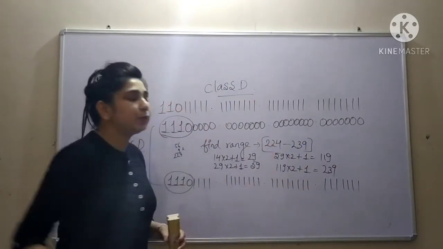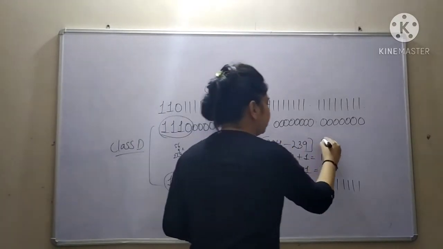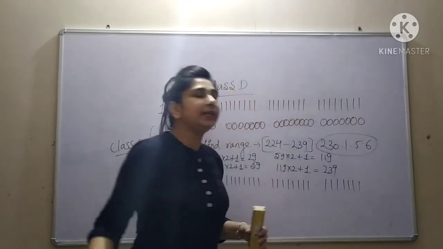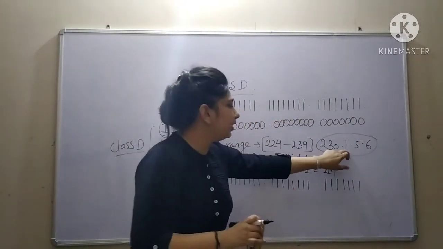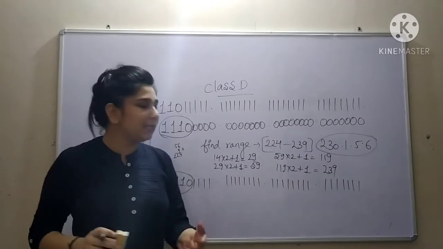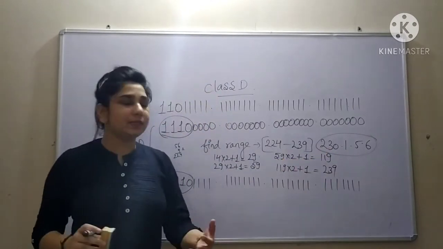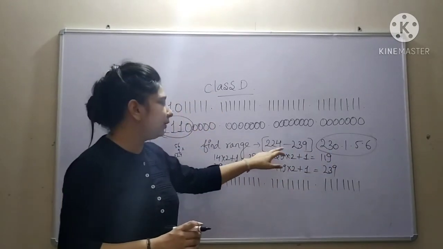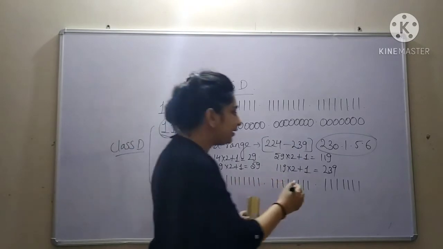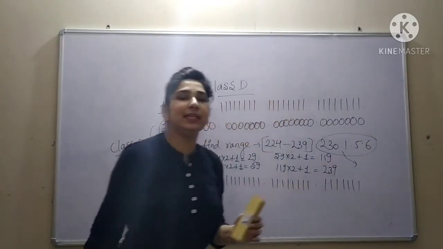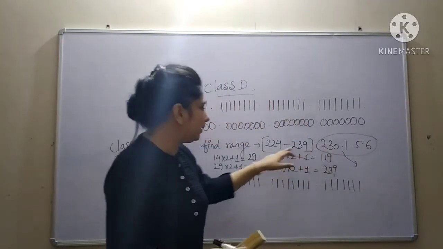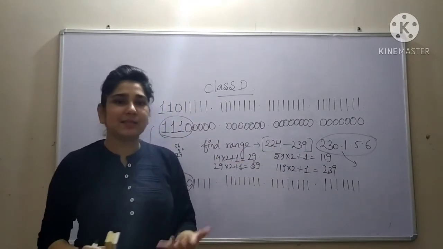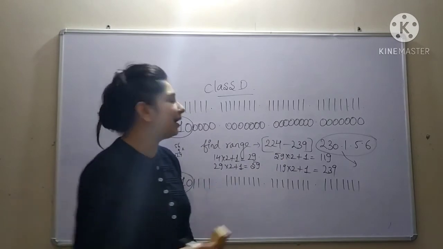Let's suppose you are given the IP address 230.1.5.6, and you have to determine which class this IP address belongs to. How will you calculate? You check the first octet, and it lies in the range between 224 and 239. So it is a class D IP address because the first octet lies in this range. This class D is basically used for multicasting.